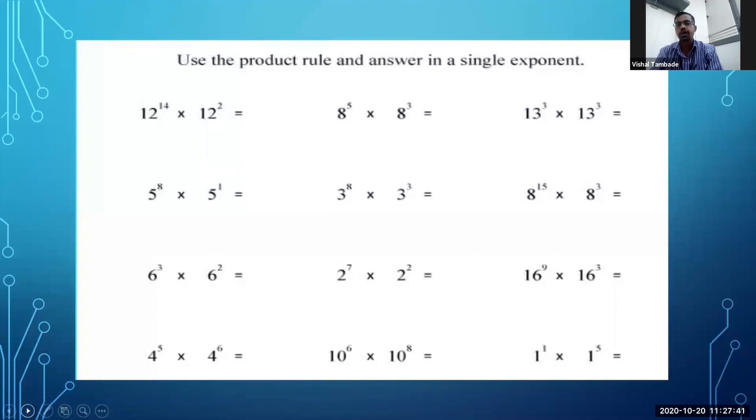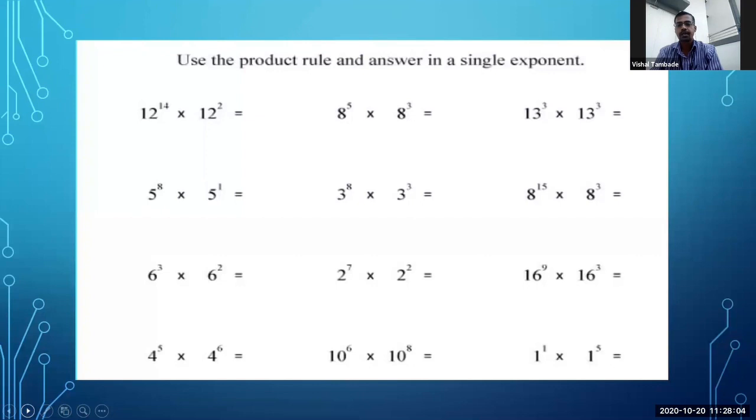Okay, next one. 2 raised to the power 7 multiplied by 2 raised to the power 2. 2 raised to the power 9. Okay, good, very good. So clever students. Here the base is the same, 2, we take it one time and add the powers, 7 plus 2 is 9. Means our answer is 2 raised to the power 9.